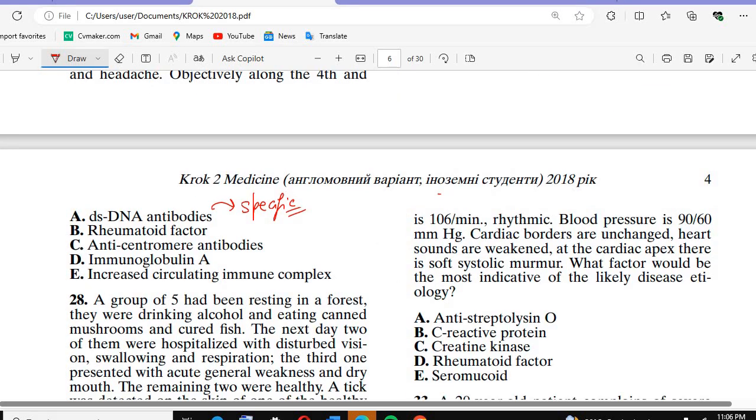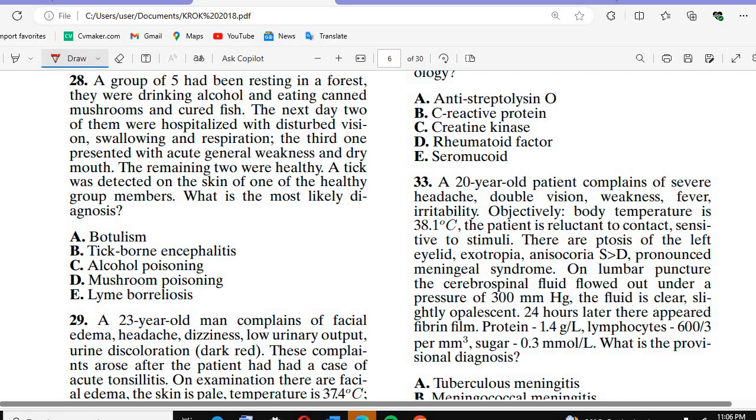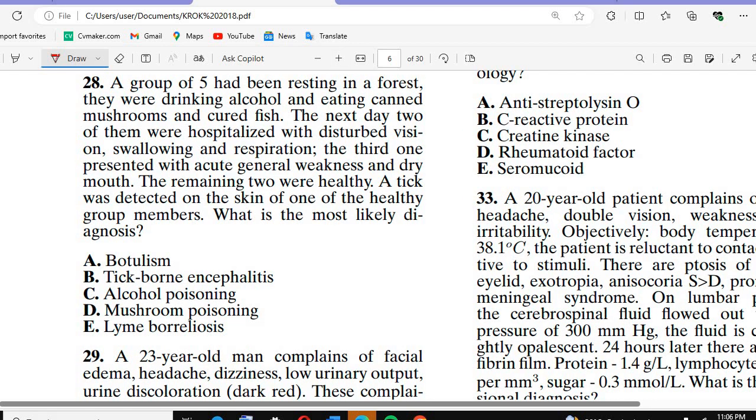After that, we have the next question. Remember, a group of 5 had been resting in a forest. They were drinking alcohol and eating canned food. So remember the canned food, mushrooms or cured fish. The next day, 2 of them were hospitalized with disturbed vision, swallowing problems and respiration problems. The third one presented with acute general weakness and dry mouth. The remaining 2 are healthy. A tick was detected on the skin of one of the healthy group members. So what is the most likely diagnosis? If canned food is there, the most likely diagnosis is botulism.